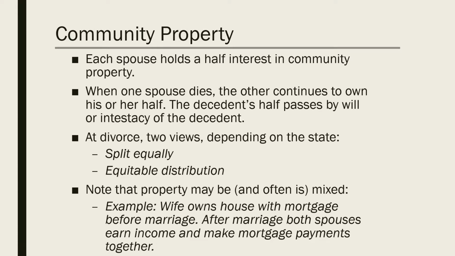Notice that property that is held by spouses may be, and often is, mixed. For example, a wife might own a house with a mortgage on it before her marriage. After marriage, both spouses earn income and they make mortgage payments together. Well, mortgage payments made by either or both of them are community property payments. So the result is that the house is partly considered separate property. That's the equity that the wife brought into the marriage when she got married and already owned the house. And at the same time, the remainder of the interest in the house will be considered community property. So it can be quite complicated.